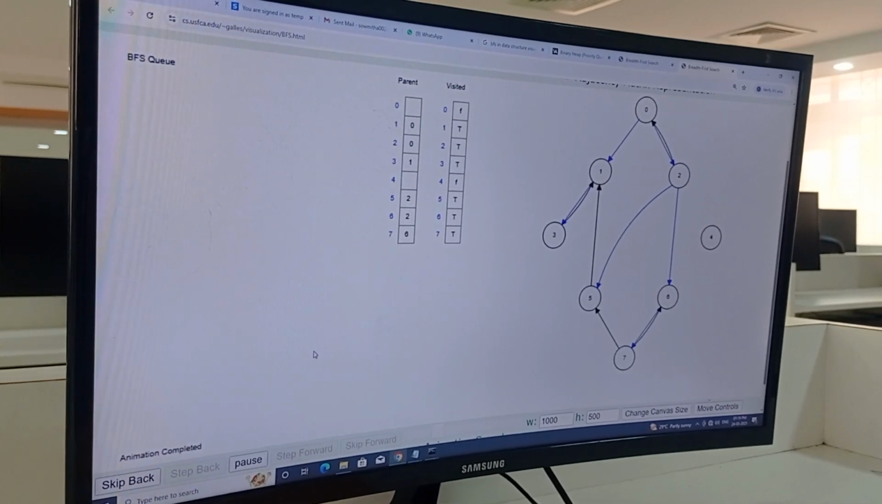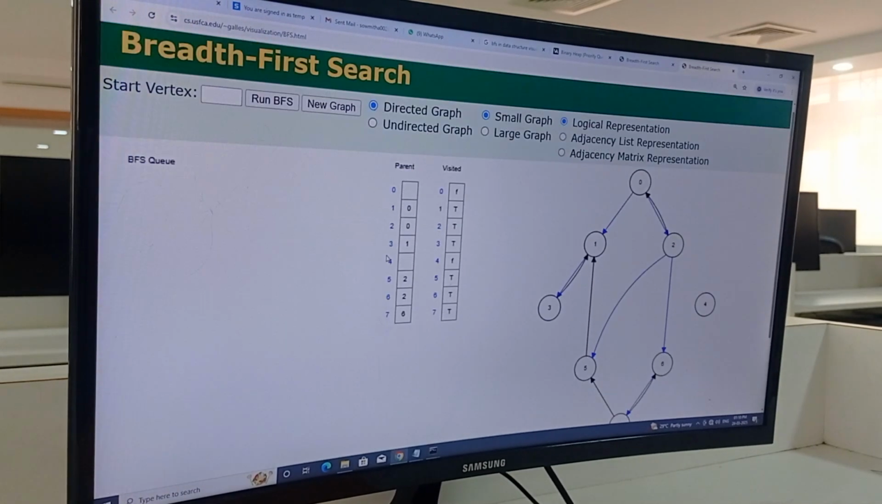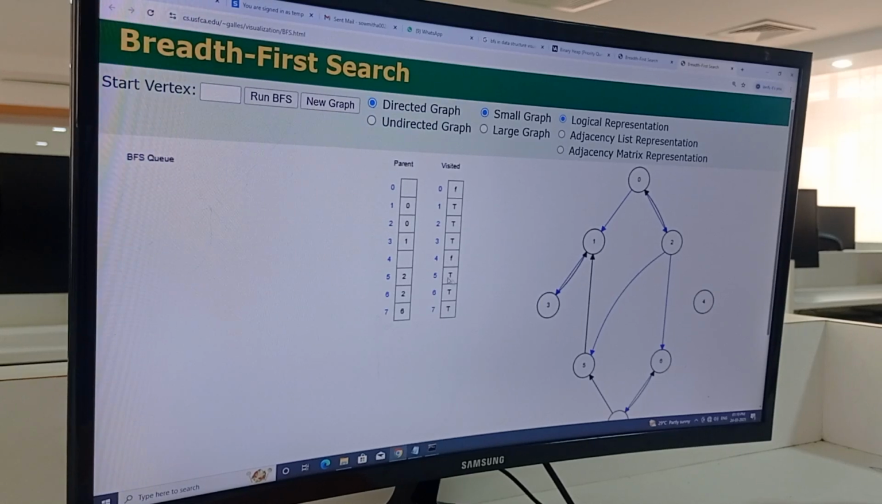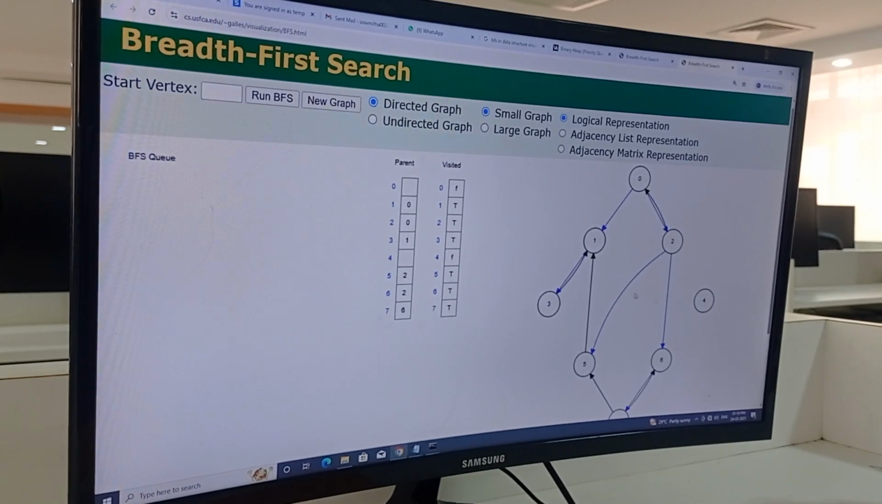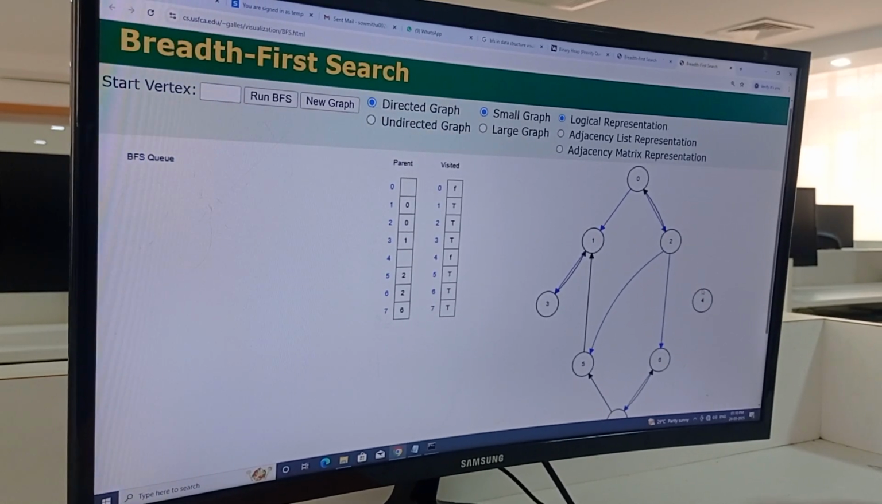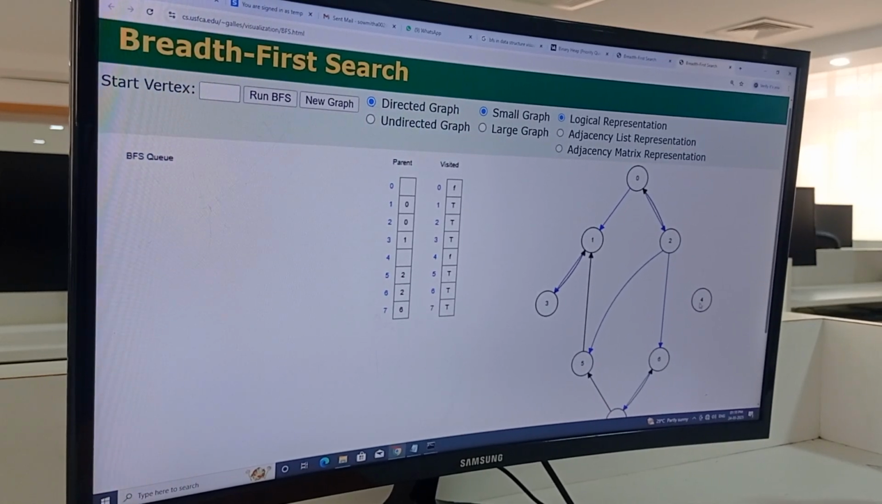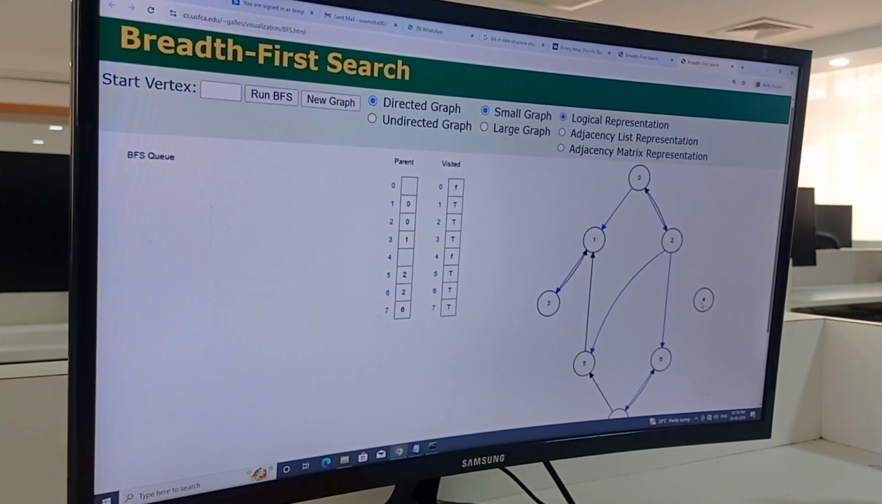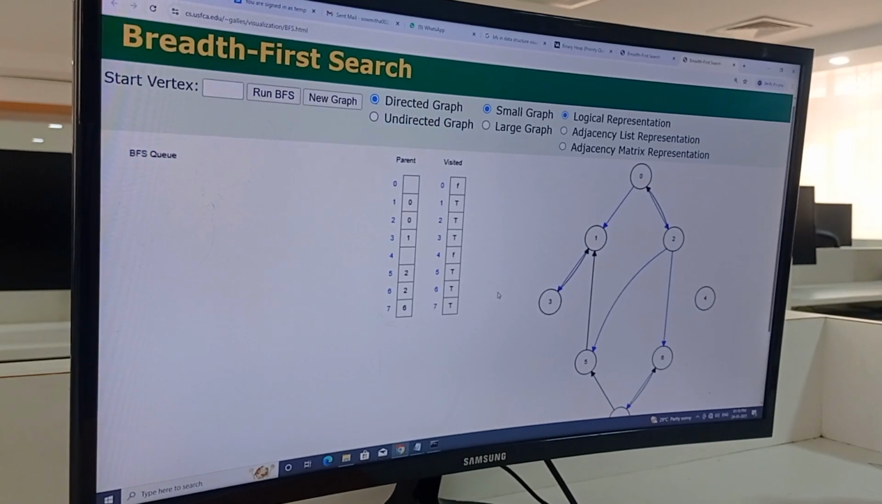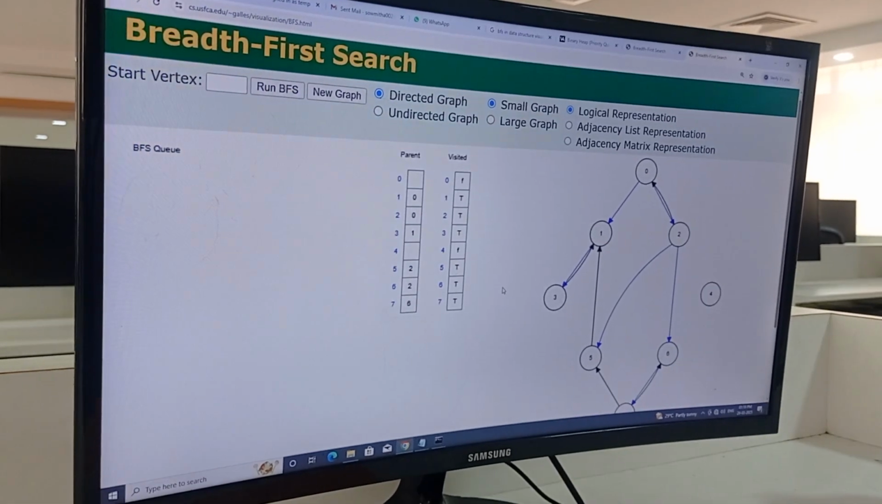At last we got the traversal order, but we did not visit the fourth vertex because it is not connected to the graph. That's why it is an unvisited place. That's all. This is a simple explanation of breadth first search.